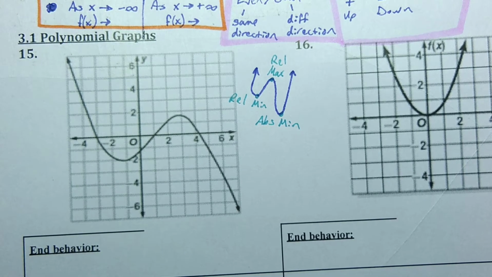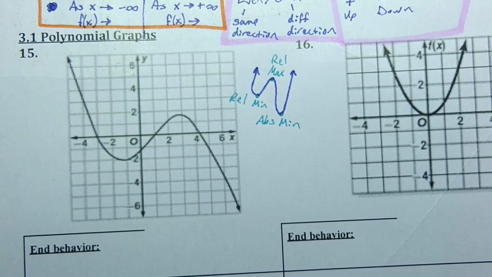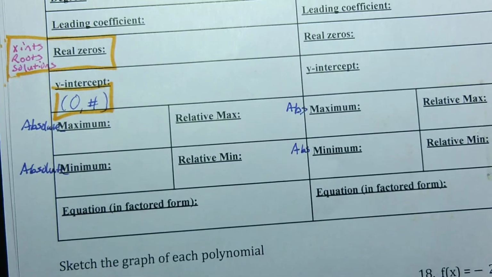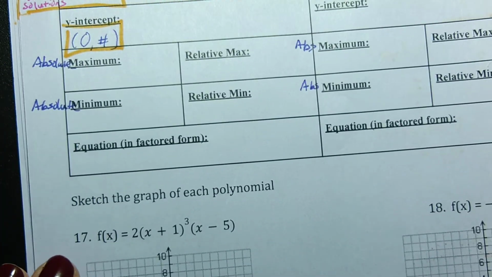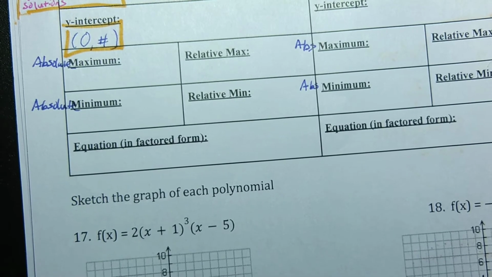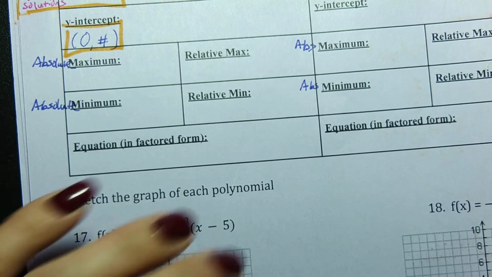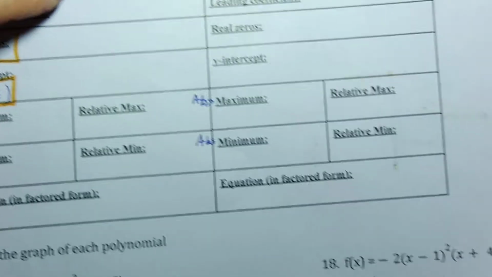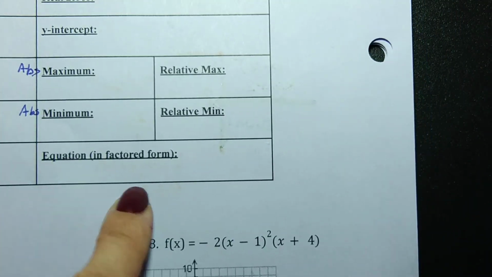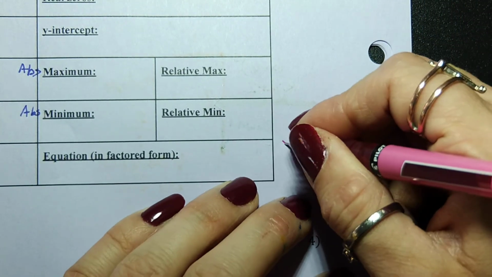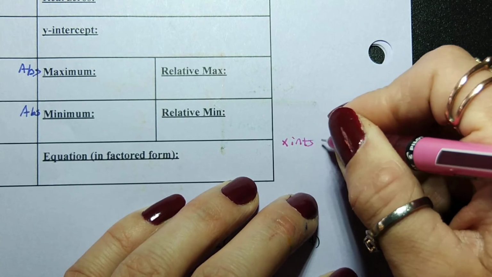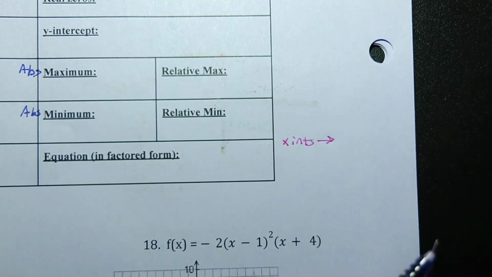Let's see. For the equation in factored form, when you go to find this equation, you have to turn the x-intercepts into factors. Let's go ahead and sidebar over here. So to write the equations in factored form, we turn the x-intercepts into factors.